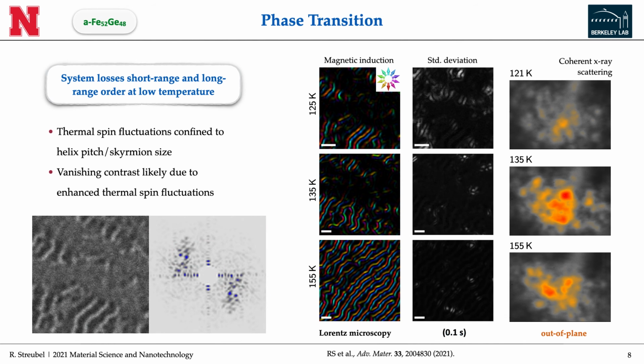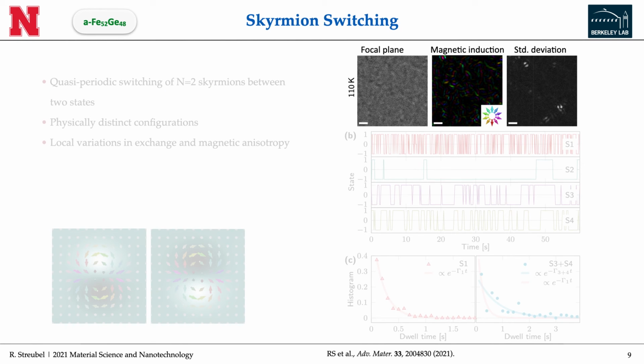Now, why could that happen? Well, when we record the temperature time series and calculate the standard deviation, which visualizes the location and amplitude of thermal spin fluctuations, we observe first that those fluctuations are confined to a helix pitch and a skyrmion size, as well as that they persist well beyond the phase transition, which is very indicative and characteristic of spin-frustrated systems, and that the lack of magnetic contrast is most likely because of an enhanced thermal spin fluctuation.